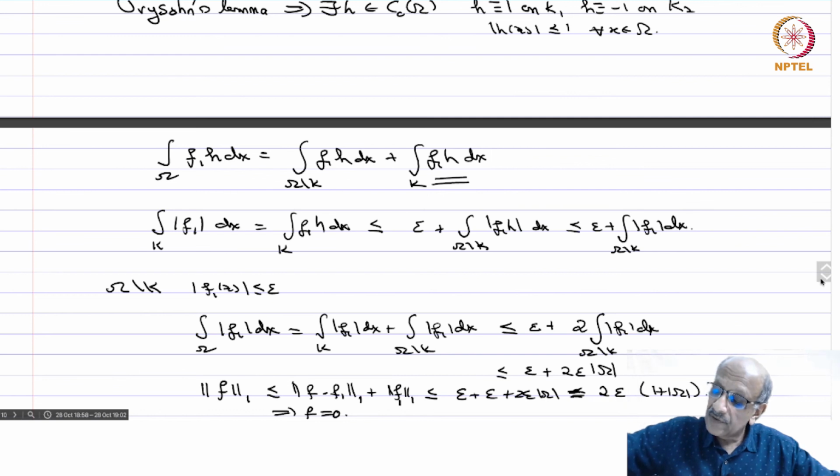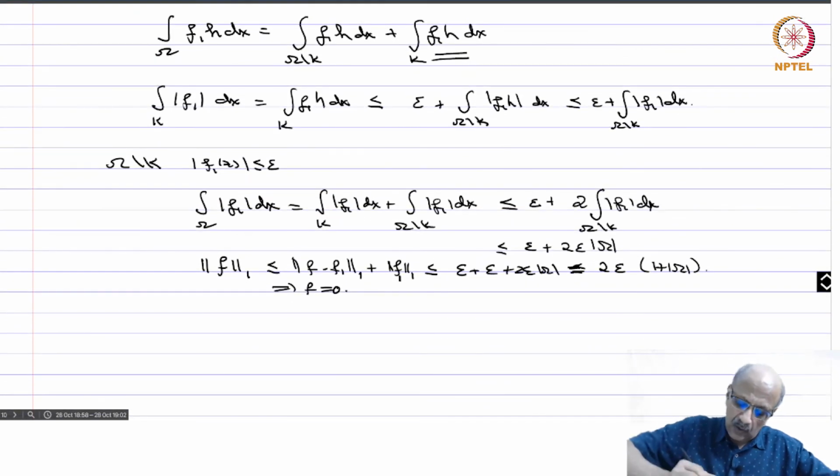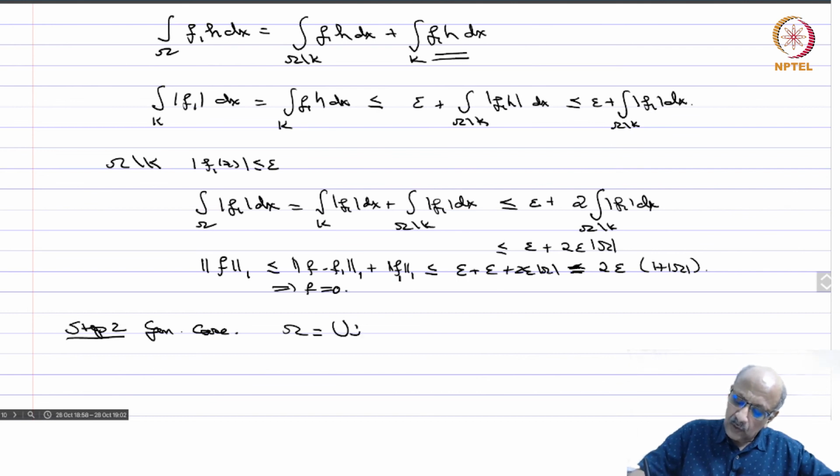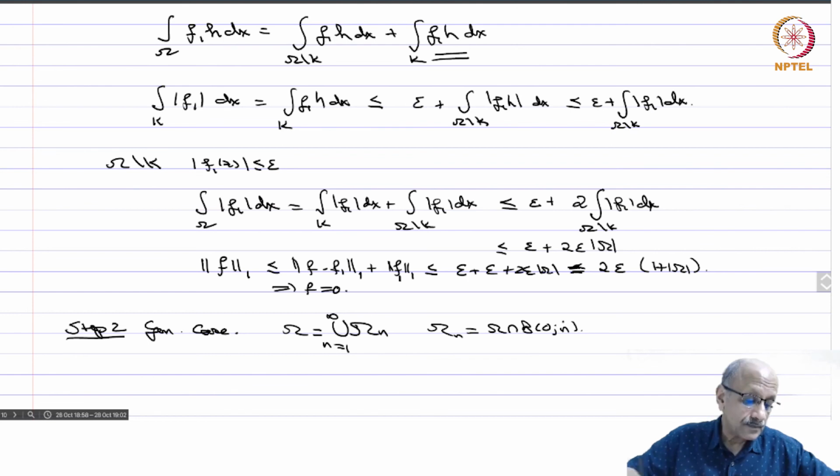Okay, so that is the first step, where we assumed a finite measure. So now step 2, the general case. You write again omega as the union of omega n, n equals 1 to infinity, where omega n is omega intersection B(0, n). Then you know that the closure of omega n is compact.